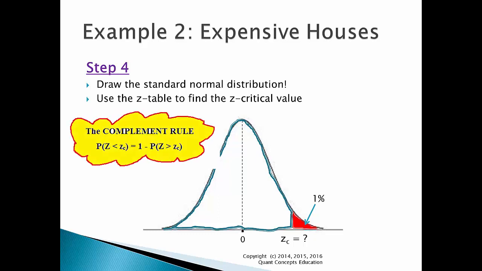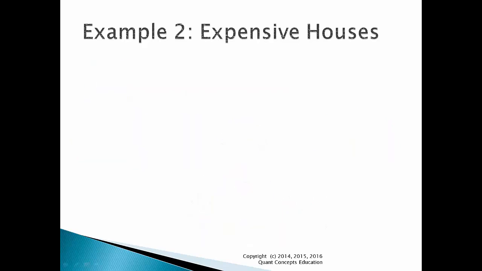The total area underneath the curve must sum to 1. So the probability that Z is below a particular value is equal to 1 minus the probability that Z is above that value. So how can we use this rule? Well, 1 minus 1% is equal to 0.99. This means that the area we have to look up in the Z-table is 0.99 or 99%. Okay, so always remember that probabilities, or the area underneath the curve, must sum to 1.